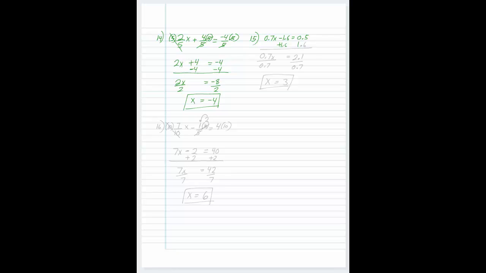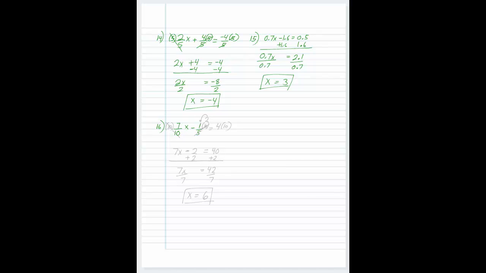Number 16. I see we have fractions again. 7 over 10x minus 1 over 5 equals 4. This time you notice there are two numbers in the bottom. So what I'm going to do is I'm going to take the biggest number on the bottom, 10, and multiply everything on top by 10. I will multiply 10 to the 7, 10 to the 1, and 10 to the 4.